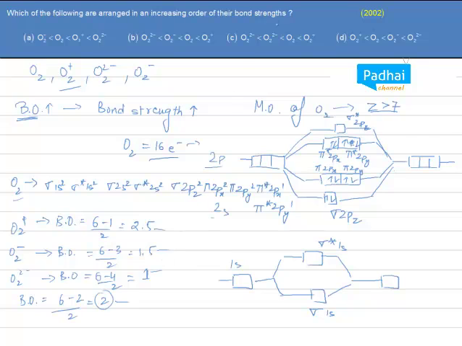So the bond strength will be highest for O2 plus, then O2, then O2 minus, then O2 2 minus. There is a mistake here. So the increasing order is O2 2 minus, O2 minus, O2, O2 plus. So option B is correct.